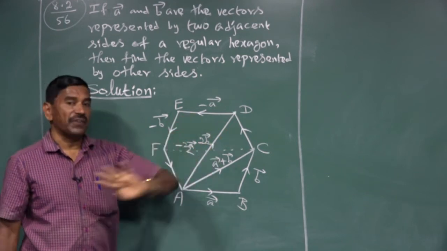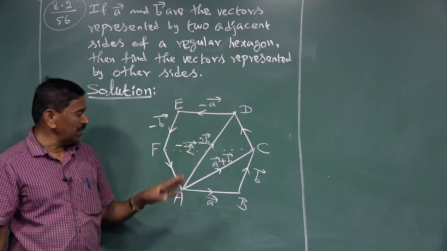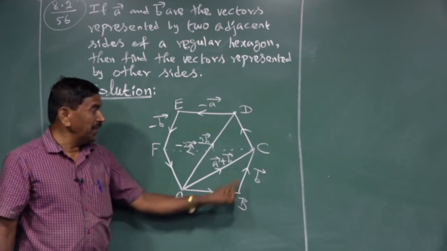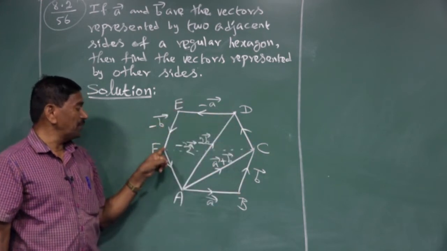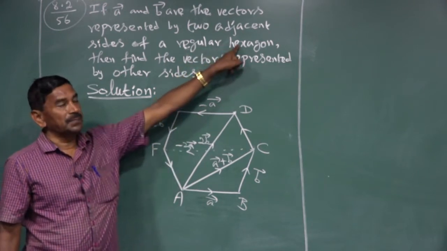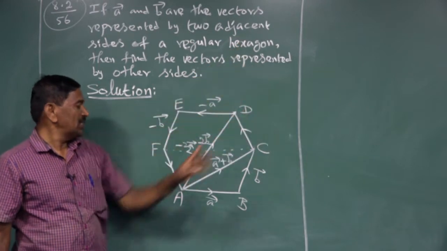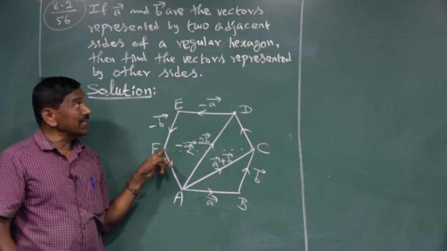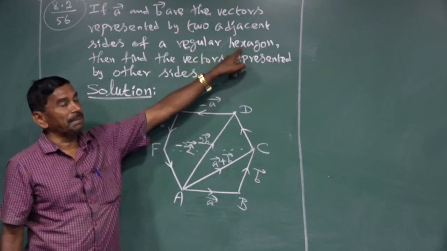Now come to the theory portion. This diagram itself is the answer, no need to prepare. It is a very simple question. Let A, B, C, D, E, F be the vertices of a regular hexagon.